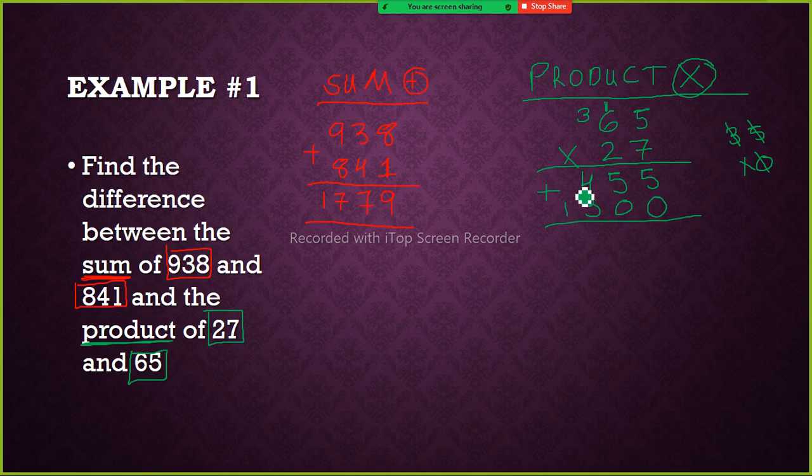So 5 plus 0 is 5. 5 plus 0 is 5 again. 4 plus 3 is 7. And 1 plus 0 is 1. So we get 1,755. All right. Did anyone else get that? 1,755. Yes, sir. So 27 times 65 is indeed 1,755.